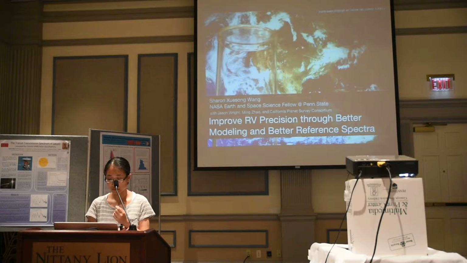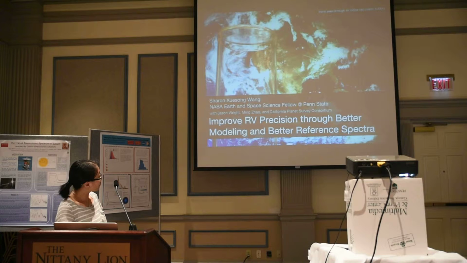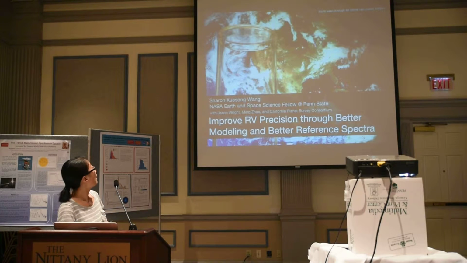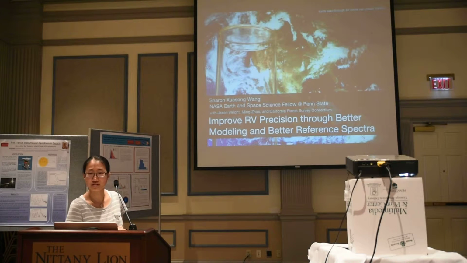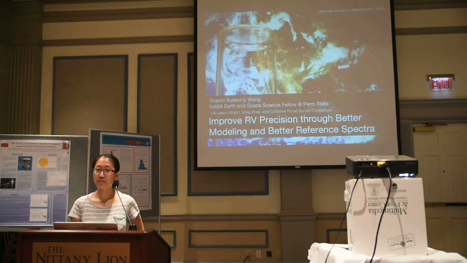Improving RV precision. All right, thanks everyone. Our goal is, of course, looking through the iodine cell, which is over here. You can tell by its pinkish color, but you can't see it probably. And to find Earth 2.0 eventually. And for that, we need to really push the radial velocity procedure.